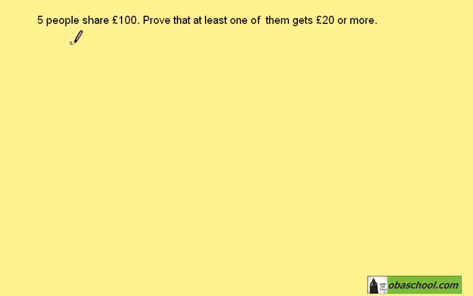5 people share £100. We want to prove that at least one of them gets £20 or more. Here we're going to use a method of proof called contradiction. We assume that the statement, at least one of them gets £20 or more, is false, and then show that this cannot be the case.